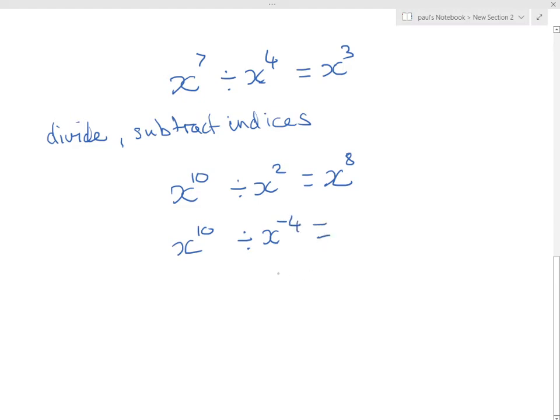Now, be careful. We're going to subtract. So you've got 10 minus 4. And the two minuses make a plus. So that will actually come out to be x to the 14. So be careful when you've got the minus things going on. Okay, so that's when you divide, you subtract the indices. So we've got multiply and divide.